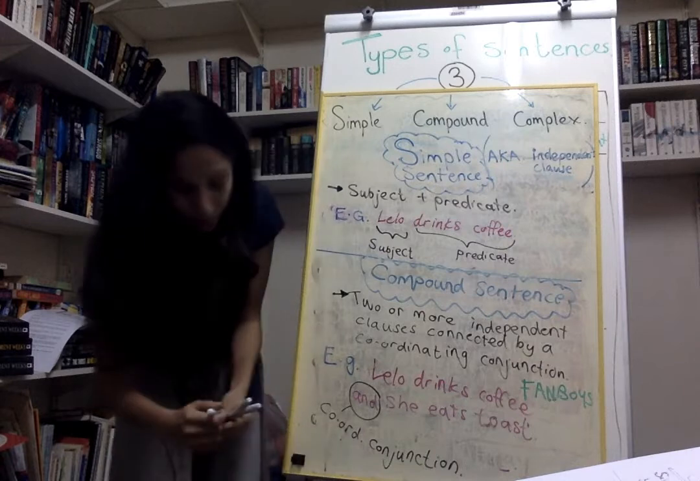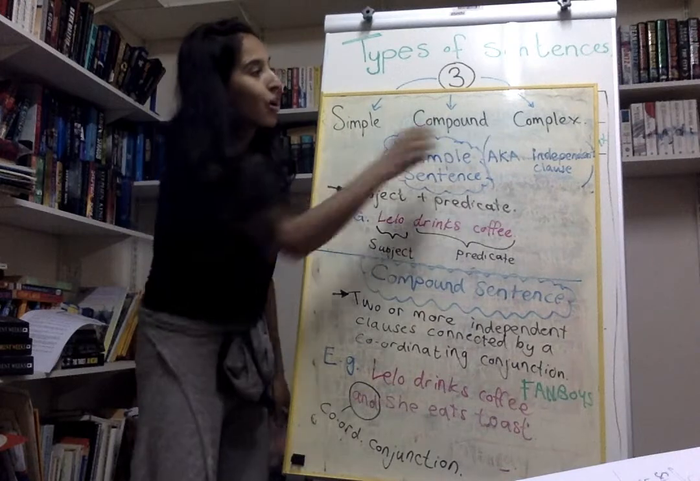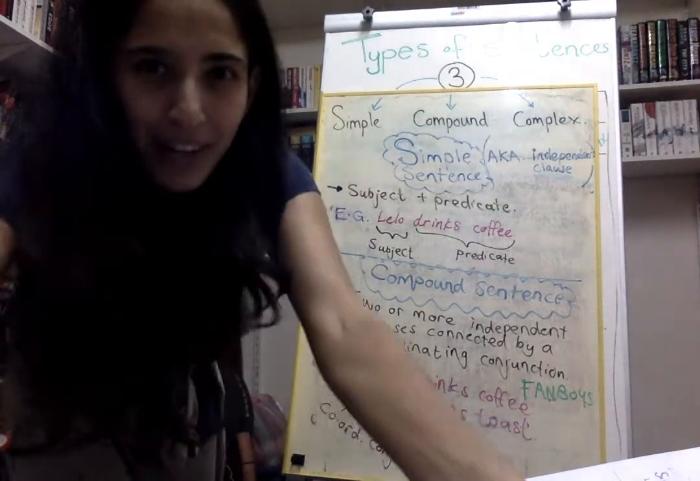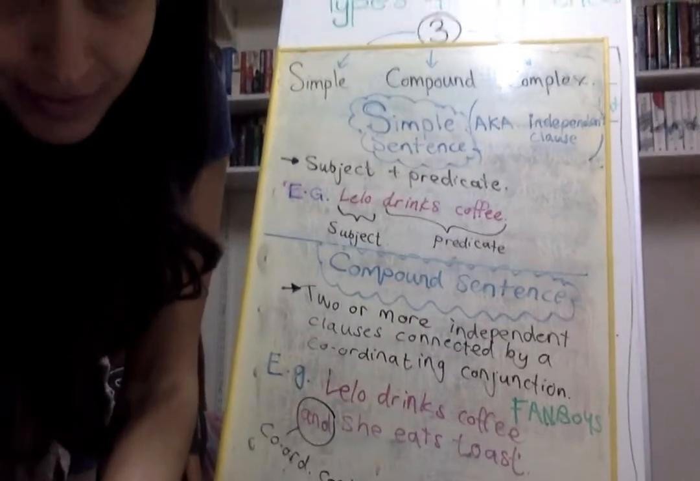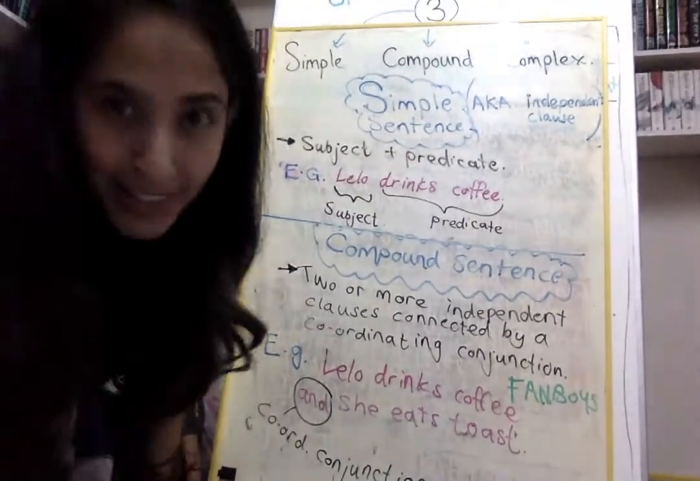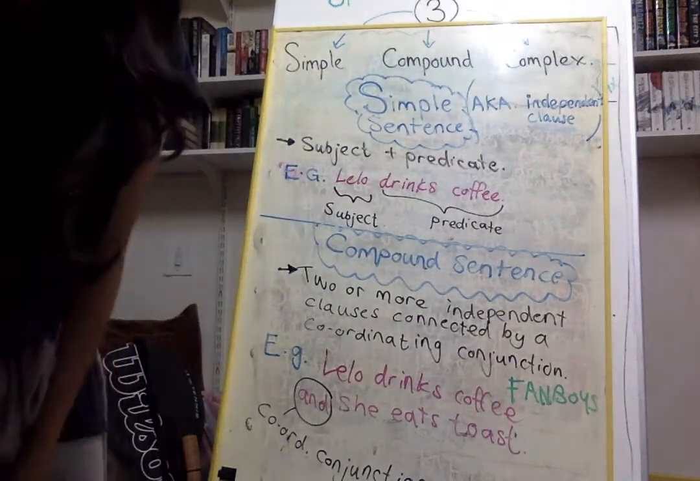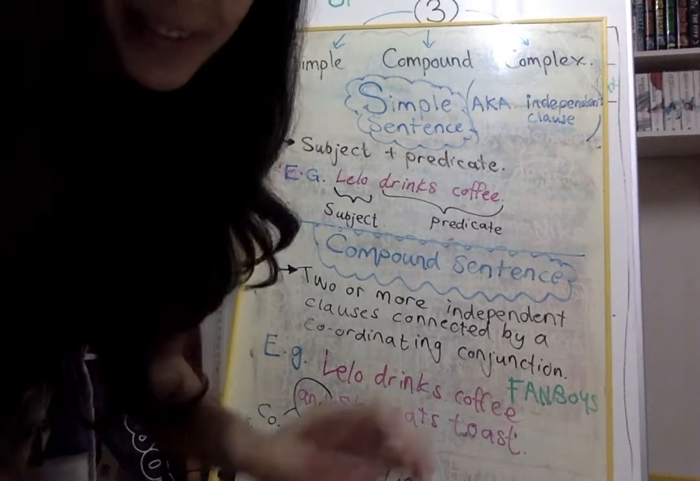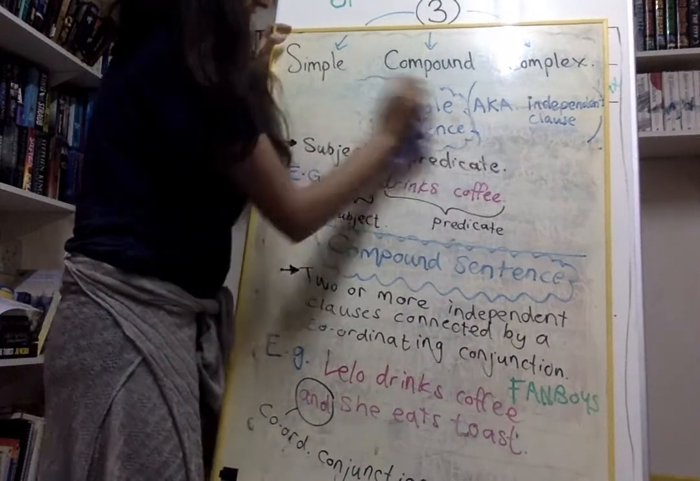Because of space, I'd like you to pause this video, copy this down, and then we are going to go on to complex sentences. Pause the video, copy this down. Remember that the title is types of sentences. Okay, I'm going to erase, and we are going to go on to complex sentences.